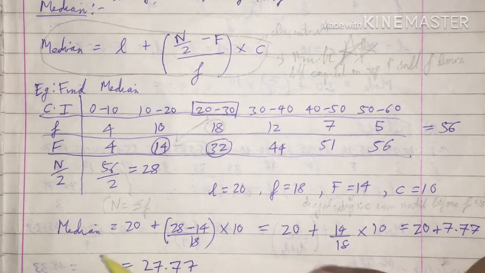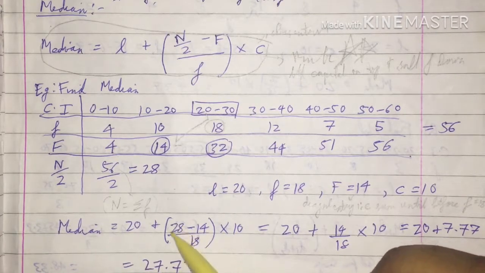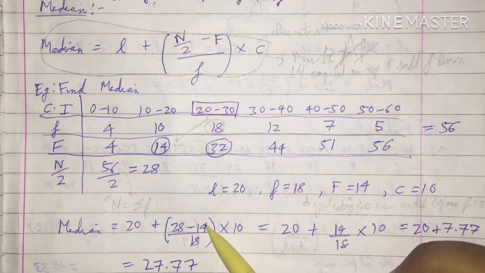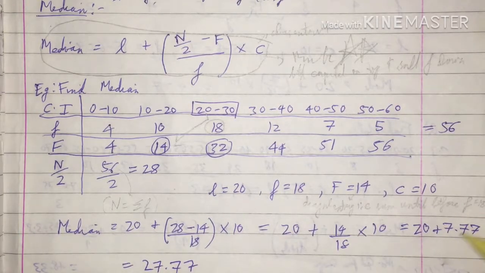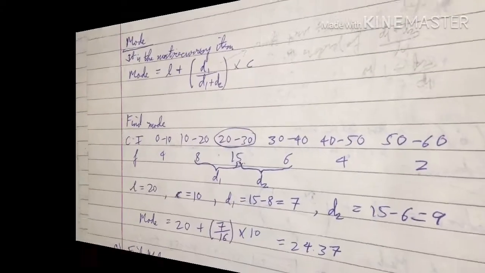So substitute in this formula, median equal to L plus n by 2 minus capital F upon small f into C. Substituting, we get 27.77 in this example.